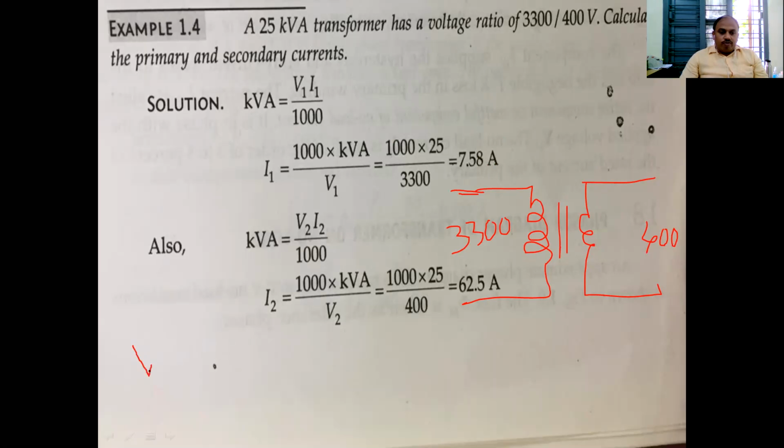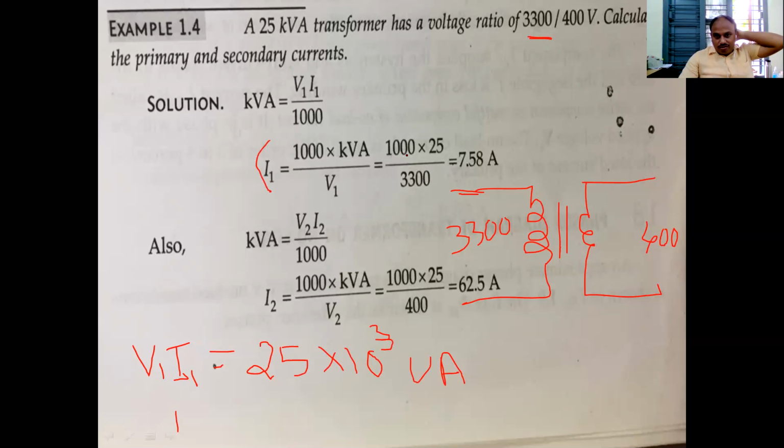Suppose V1 I1 for the transformer equals 25 kVA. 25 k means 25 into 10 power 3 volt amperes. So if you want the I1 value, I1 equals 25 into 10 power 3 divided by the V1 value. V1 equals 3300. Same formula: I1 equals 25 into 10 power 3 divided by 3300.